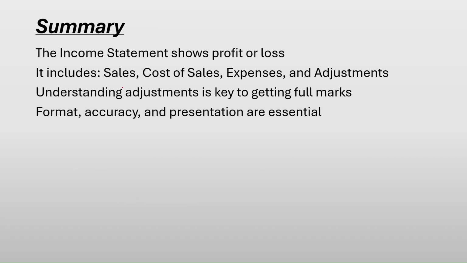And last but not least, this is a quick summary of everything that we did in the slideshow. So obviously, we have the income statement. It shows us the profit or loss that the company has earned or lost in that specific year. All right. So that income statement includes our cost of sales, our expenses, and our adjustments. I forgot to add here that it also includes our income.